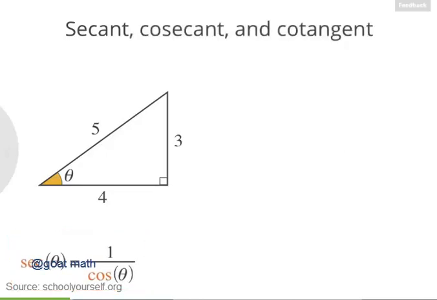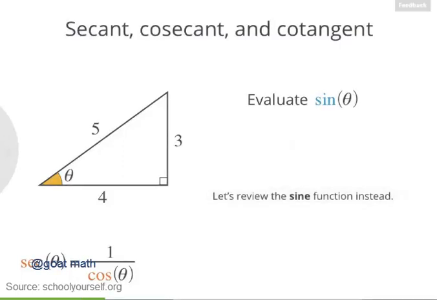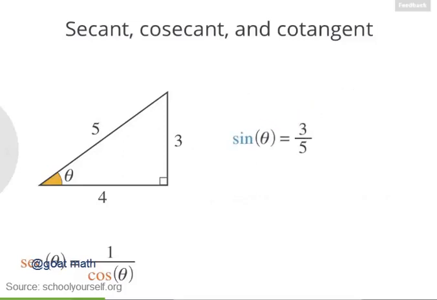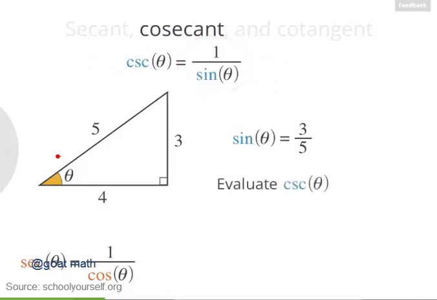Before we move on to cosecant, let's make sure you remember how to find the sine of this angle theta. Right, the sine of an angle is opposite over hypotenuse, so the sine of this angle theta is 3 over 5. So that's the sine function. Now just as the secant is 1 over the cosine, the cosecant, written as CSC, is 1 over the sine. So what's the cosecant of this angle theta? Precisely. The sine of this angle is 3/5, so the cosecant is 1 over 3/5, or 5/3.